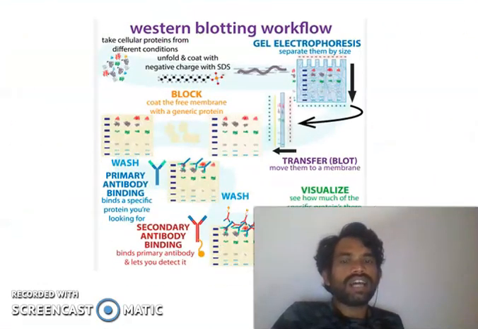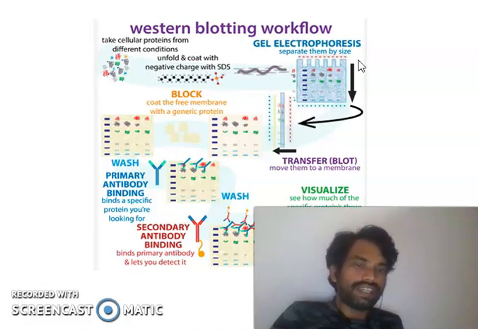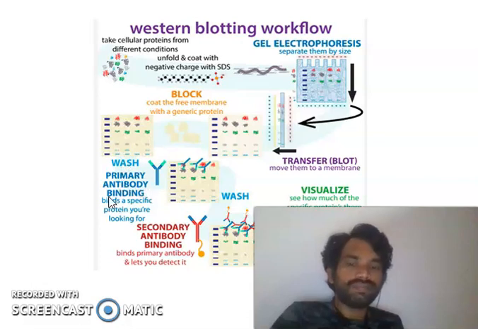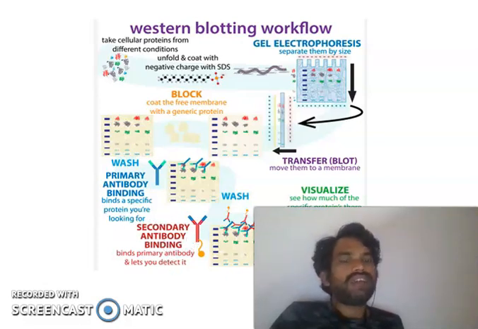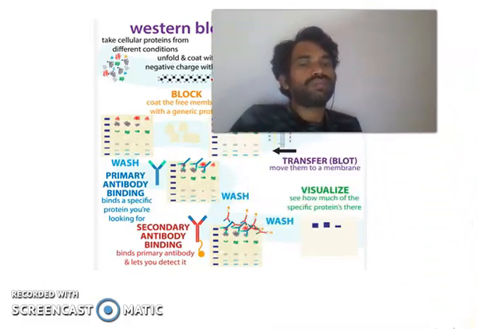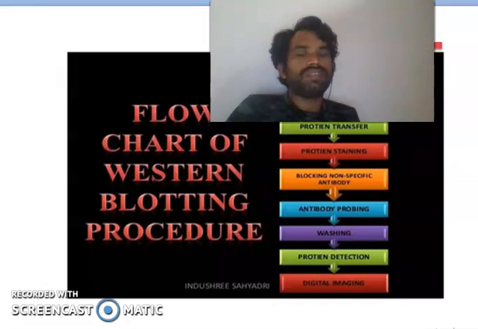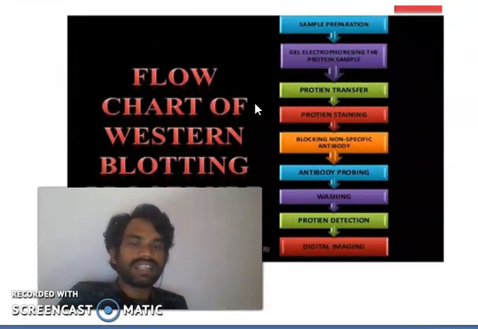Then you can see the flow chart of how the Western blot technique happens. First, take the cellular proteins from different conditions, then unfold and coat them with the negative charge of SDS. Then run the gel electrophoresis, separating them according to their size. Then transfer the proteins from the gel to the membrane. Then block the membrane free of generic proteins. Then wash with the primary antibody binding a specific protein you are looking for. Then wash with the secondary antibody. Then visualize where your protein is. This is the flow chart of the Western blot technique, showing the steps. You can see the next slide.